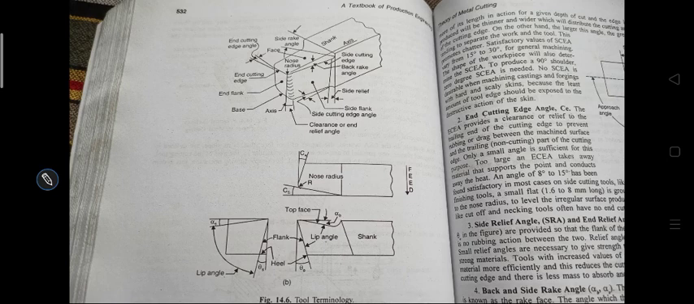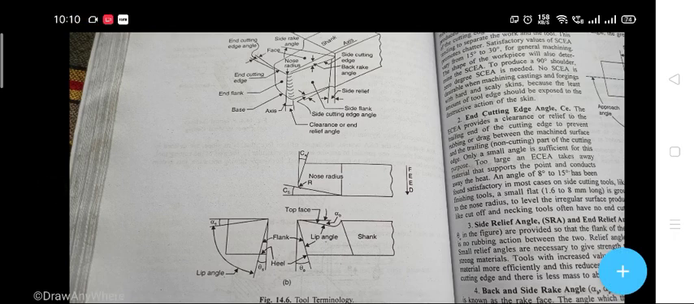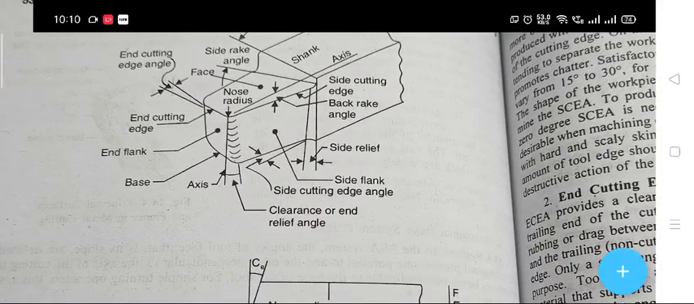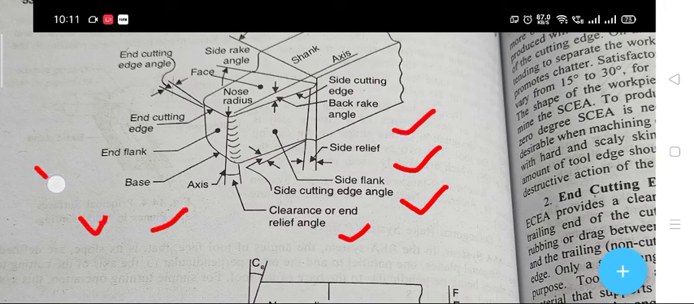This one is the diagram for tool terminology, and there is an arrangement of diagrams. We already discussed this diagram. There is the clearance or end relief angle. This one shows the side cutting edge angle, side flank, side relief, axis, base, end flank, end cutting edge angle, side rake angle, shank, axis, nose radius, side cutting edge, back rake angle, and so on.